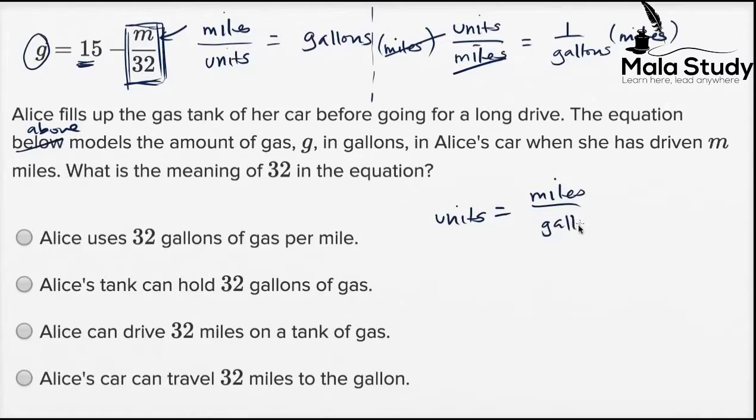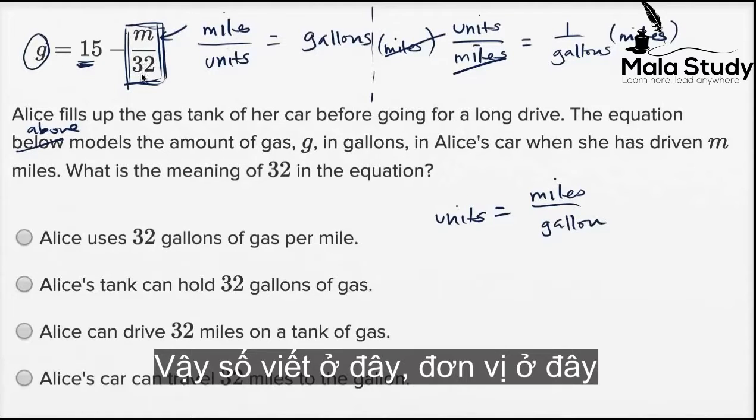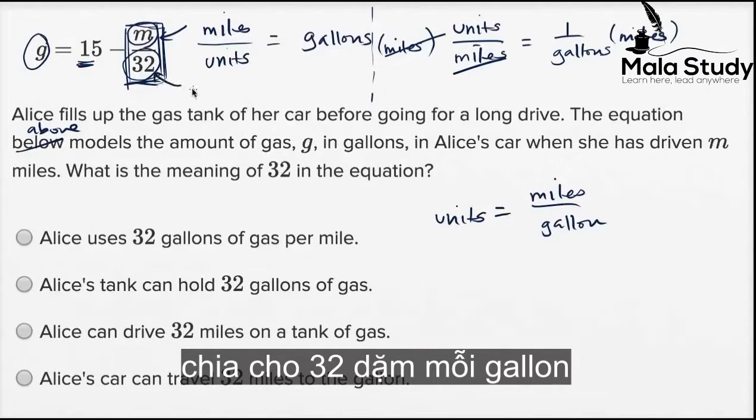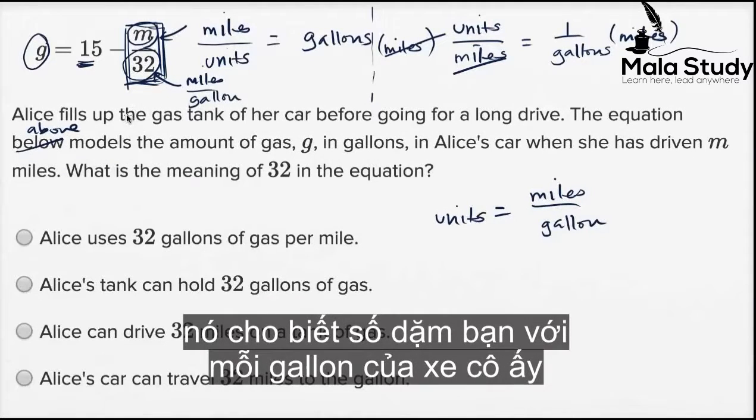per gallon. So in order for this thing to come out to gallons, in the numerator you have m miles divided by 32 miles per gallon. This is telling you how much mileage you get per gallon for her car.